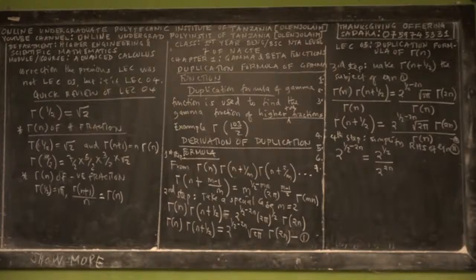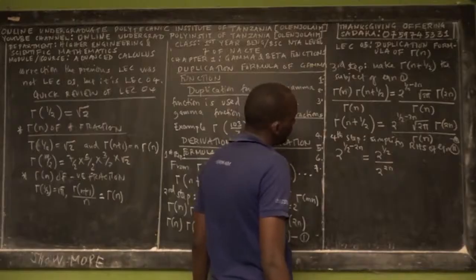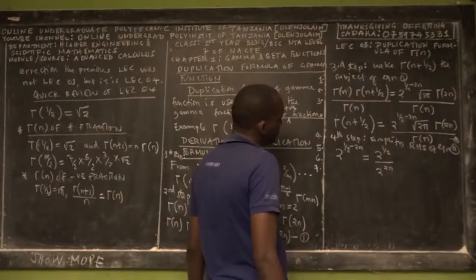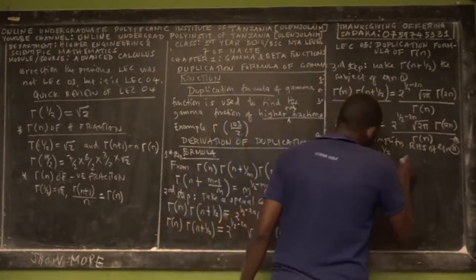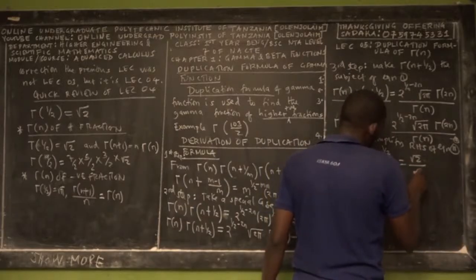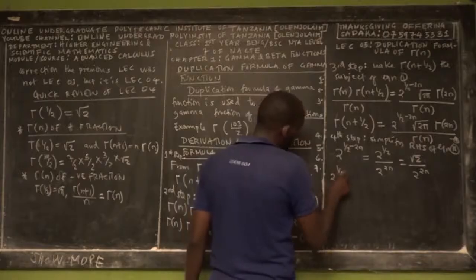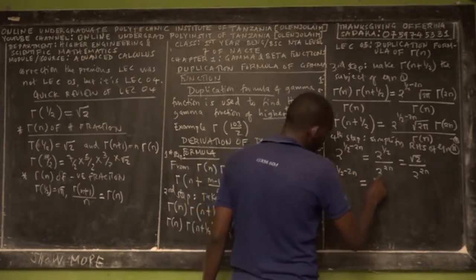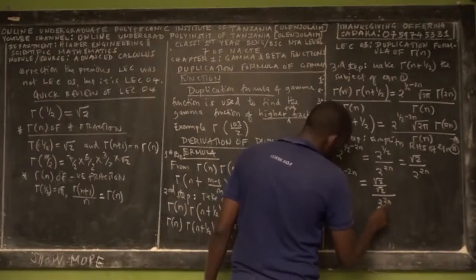So you have a half. Okay. So if that's the case, this is equal to what? This is equal to under root of 2 over 2 power 2n. Okay? So then we say that 2 power half minus 2n is equal to what? Under root of 2 over 2 power 2n, divided by under root of 2 both sides. So this is 2 power 2n over under root of 2.